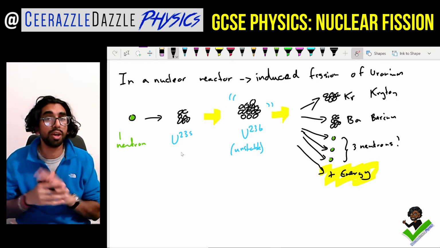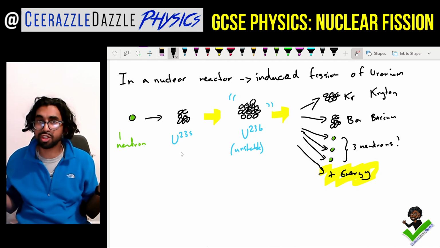And joke of the day, what do physicists have for dinner? Fission chips. Goodbye.